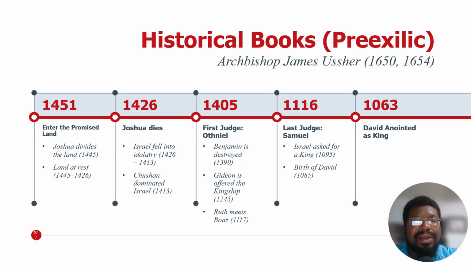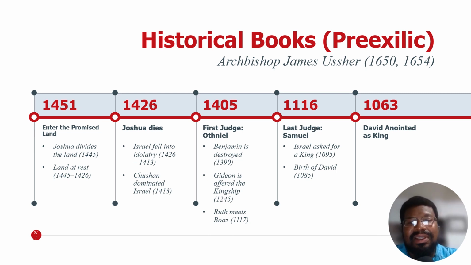And then it took about 6 years for Joshua to divide the lands after they had kind of conquered it. And then the land was kind of at rest there for a few years. And then Joshua dies in 1426. And he's going to say Israel fell into idolatry after his death. And then Cushan is the first one who comes and dominates Israel before kind of the judges start.